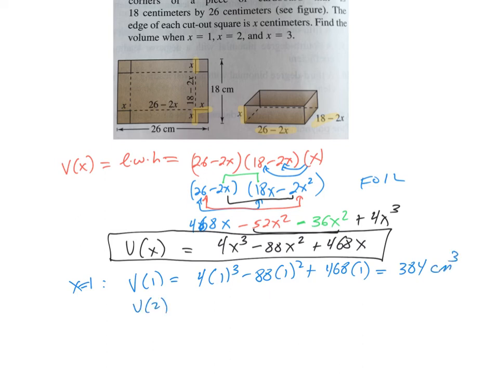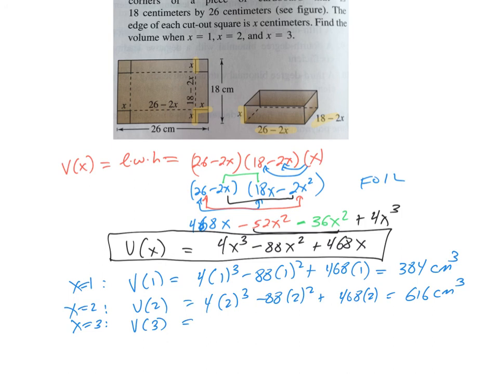When x is 2, the volume is going to be 4 times 2 cubed minus 88 times 2 squared plus 468 times 2. If you enter that in your calculator, or you can do it in your head, that would be 616 centimeters cubed. And when x is 3, I'm going to substitute in 3 for x into my volume function. So I have 4 times 3 cubed minus 88 times 3 squared plus 468 times 3. And that turns out to be 720 centimeters cubed.